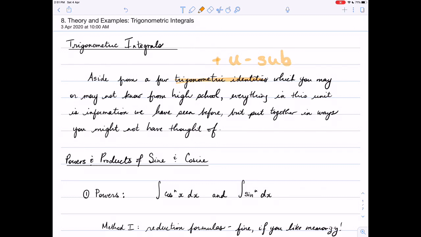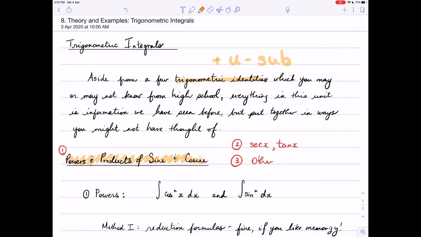So this is going to be split up basically into three parts. Part one is going to be powers and products of the sine and the cosine function. Part two will be something similar, but with secant and the tangent functions. And then part three will be other trigonometric integrals that don't follow the nice patterns that we get in parts 1 and 2. So we're going to go ahead and start now with the powers and products of sine and cosine.